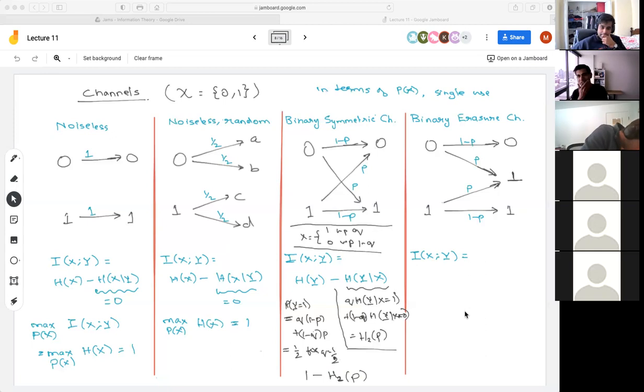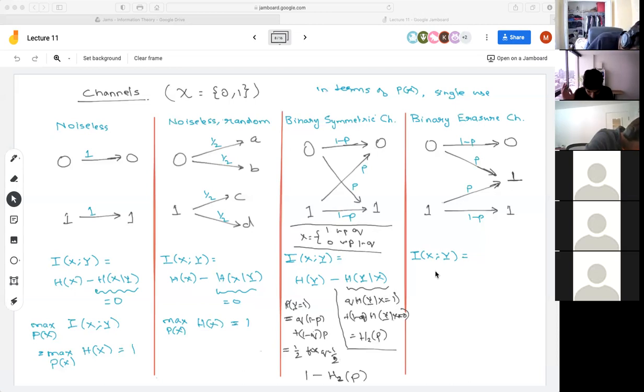Any questions about this? Kevin is asking about q equals 1 over 1 minus p. That's a number bigger than 1. That's not allowed. q has to be between 0 and 1.